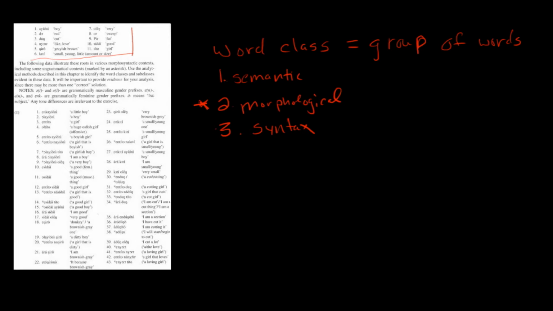Good. So the first word here is ioni. I'm kind of squinting at the screen, but maybe you can see it. And in the directions, it tells us that enk is a feminine gender prefix. So we have enk, and then ioni. And these have tones, so it's ioni.